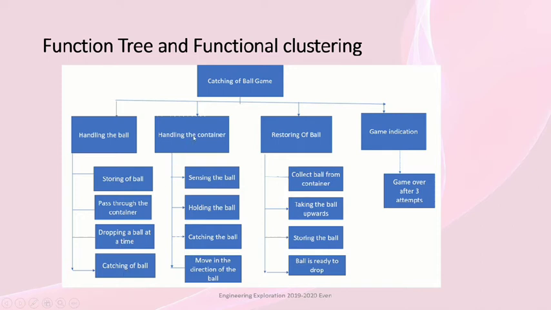And the second sub-function is handling the container, which includes sensing the ball, holding the ball, catching the ball and move in the direction of the ball. And the third sub-function is restoring of ball, which includes collect ball from container, taking the ball upwards, storing the ball and ball is ready to drop. And the fourth subsystem will indicate the game, that is game indication. It includes game over after 3 attempts.